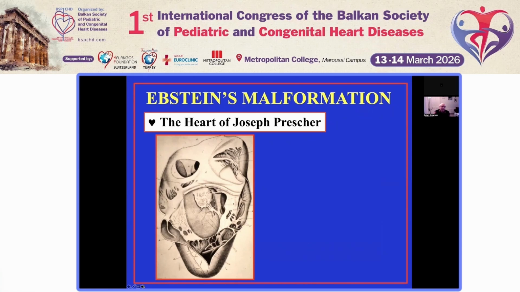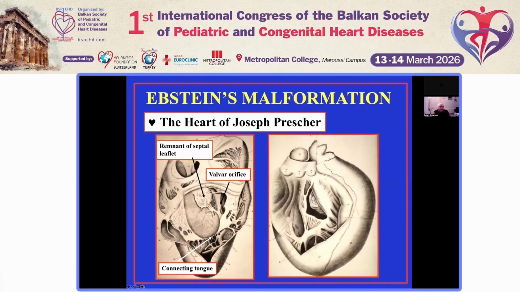And this is the picture of the inlet aspect of the malformed valve, and you see there is a remnant of the septal leaflet. There is a connecting tongue between the inferior leaflet, the anterosuperior leaflet, and the valvar orifice is in a very unusual place. And Dr. Weiss also pictured that from the infundibular aspect, where we see that remnant of the septal leaflet, and we note that the anterosuperior leaflet has marked linear attachments. And here is the characteristic feature.